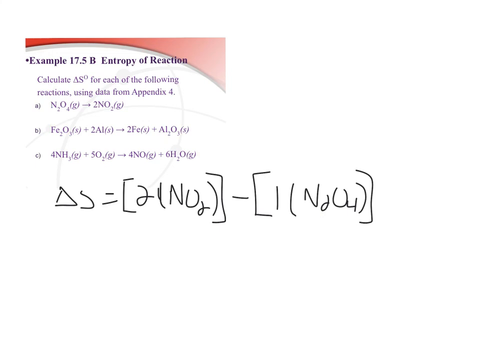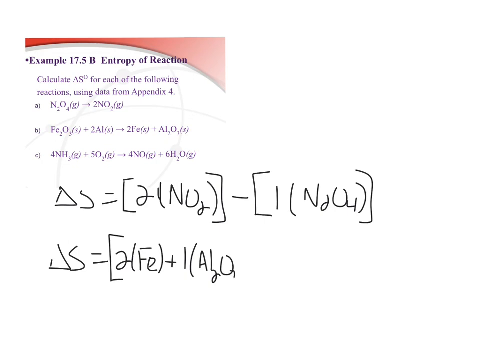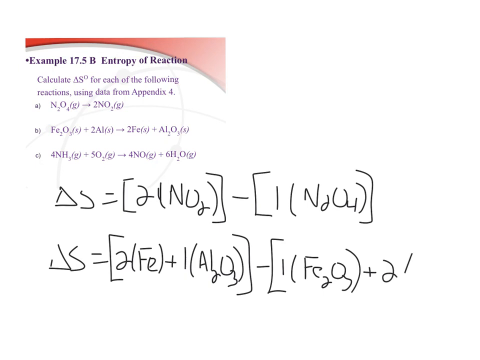Right? My second one, delta S, is going to be 2 Fe solids plus 1 aluminum oxide solid. All of that minus, big brackets again, this is where people often lose their signs, 1 iron oxide plus, and that negative sign needs to get distributed, so you watch out for that, 2 aluminum solids. So if you just watch out for your brackets, you plug all these numbers in, show all your work, you should be in pretty good shape for these.